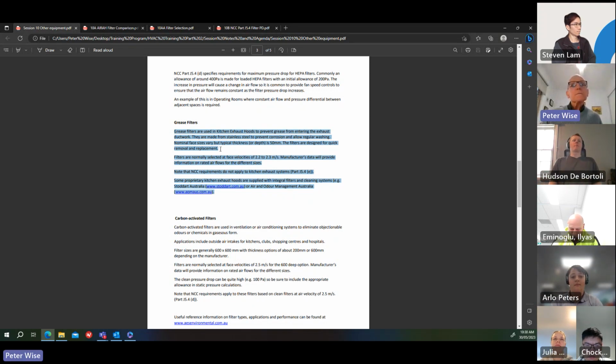Designed for quick removal and replacement. That's the standard type of filter for a standard hood, not for a specialised hood. They're normally selected at face velocities of 2.2 to 2.3, but they're not rated on velocity. They're more rated on airflow requirements, which is the same thing anyway.